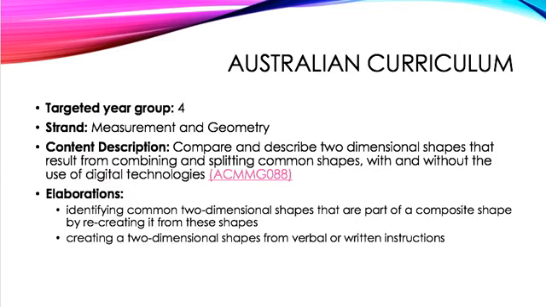I'll be referring to the Australian Curriculum Measurement and Geometry for Year 4's content descriptor ACMMG088. Compare and describe two-dimensional shapes that result from combining and splitting common shapes with and without the use of digital technologies. Elaborations for this: identifying common two-dimensional shapes that are part of a composite shape by recreating it from these shapes, and creating a two-dimensional shape from verbal or written instructions.